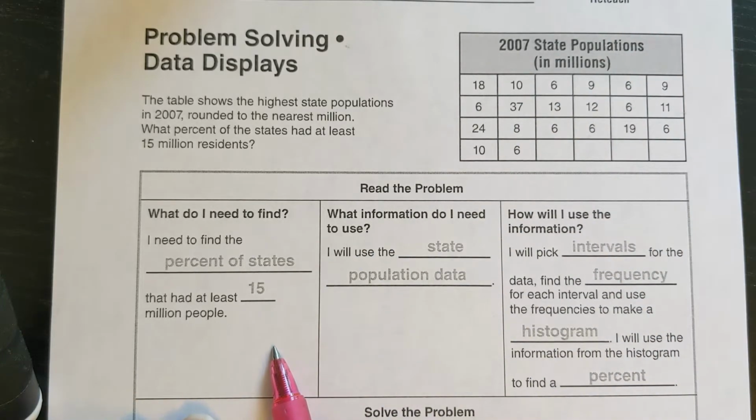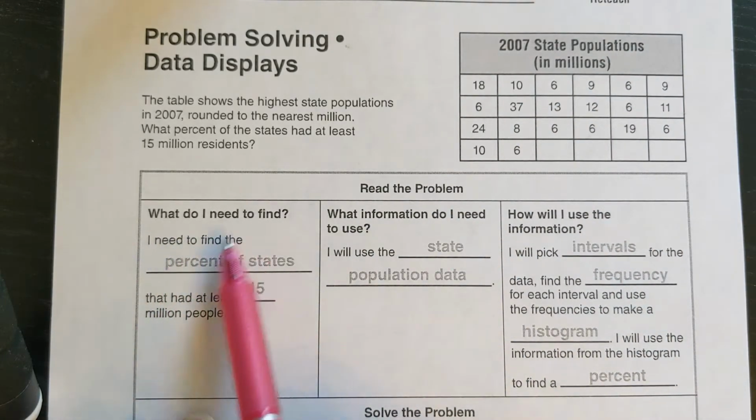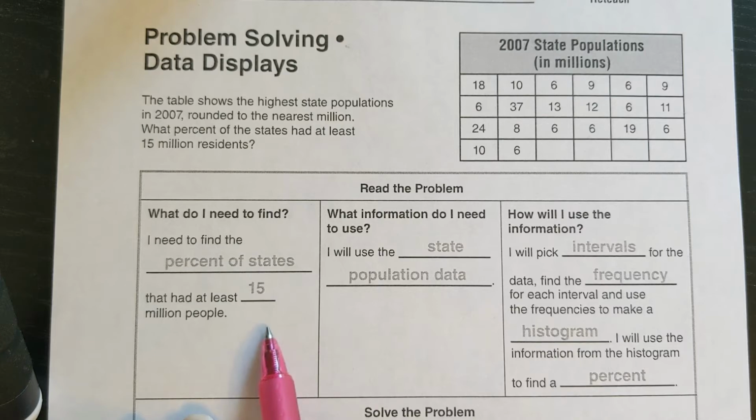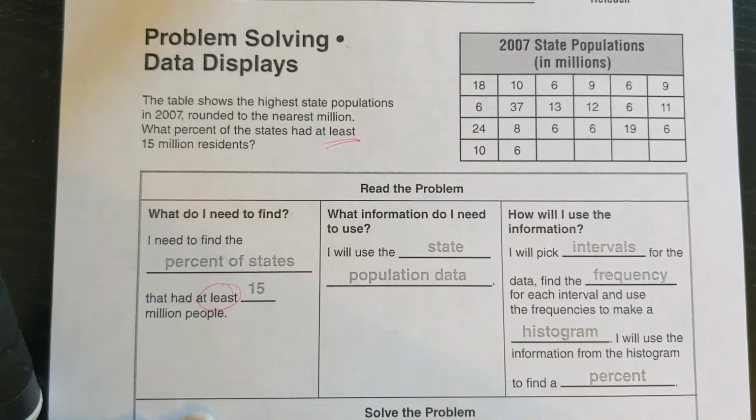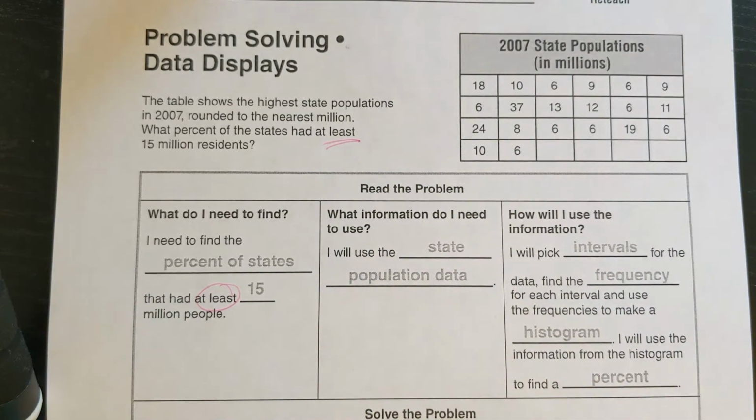This is finding out what it is we're looking for. So what do we need to find? Well, we need to find the percent of states that had at least 15 million. So up here, I also want to write, at least. At least means it's 15 million or more, okay? When it's at least 15, it has to be 15 million or more. And that's anything above that.